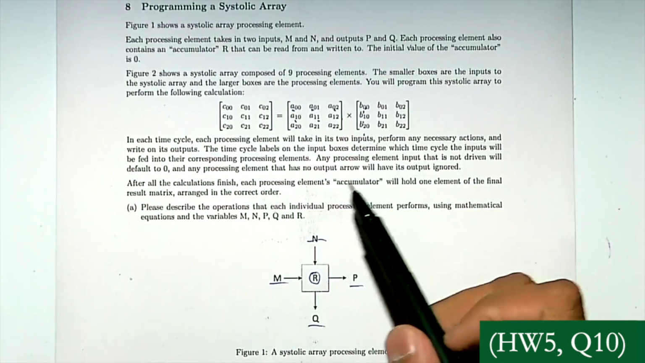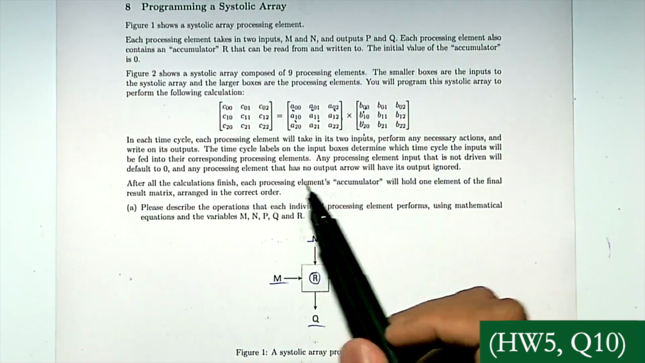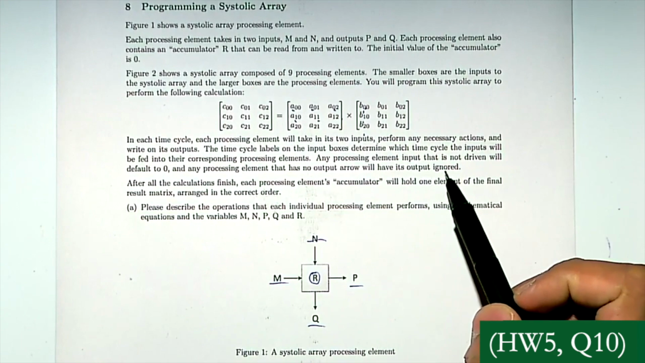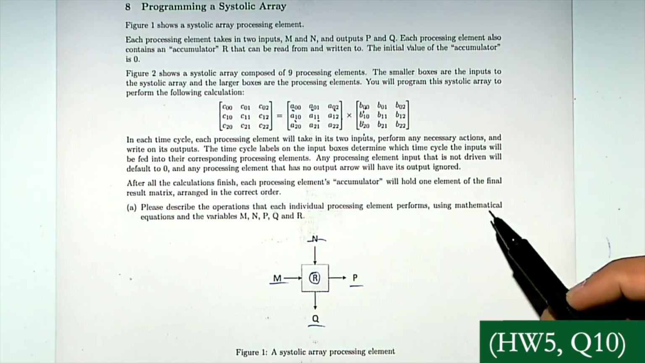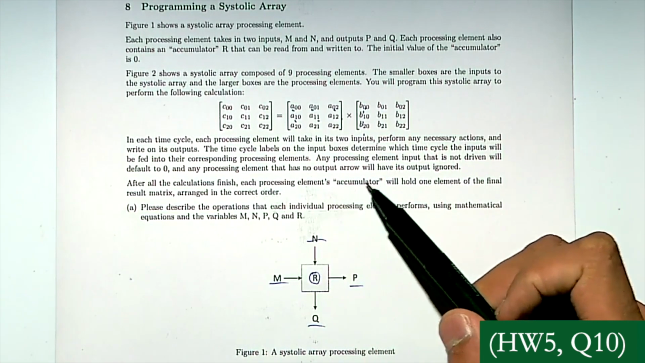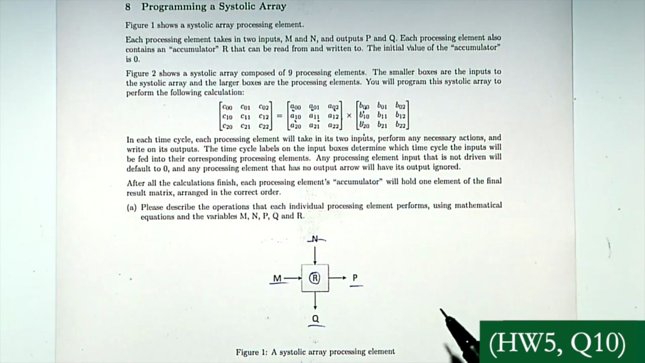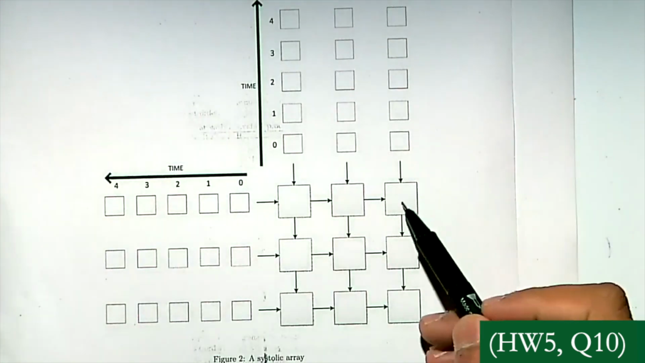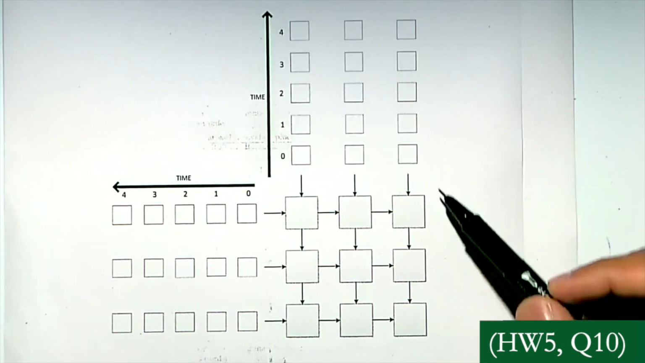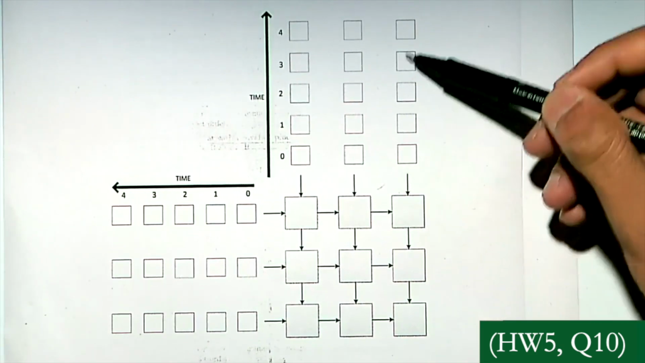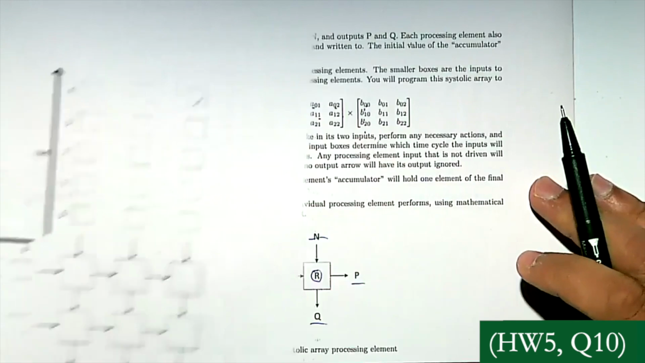So every processing element takes in those inputs. And so any processing element input that is not driven will default to 0. And any processing element that has no output arrow will also have its output ignored. So the output from these guys is just basically discarded. And any input that we don't actually specify is just going to be 0.